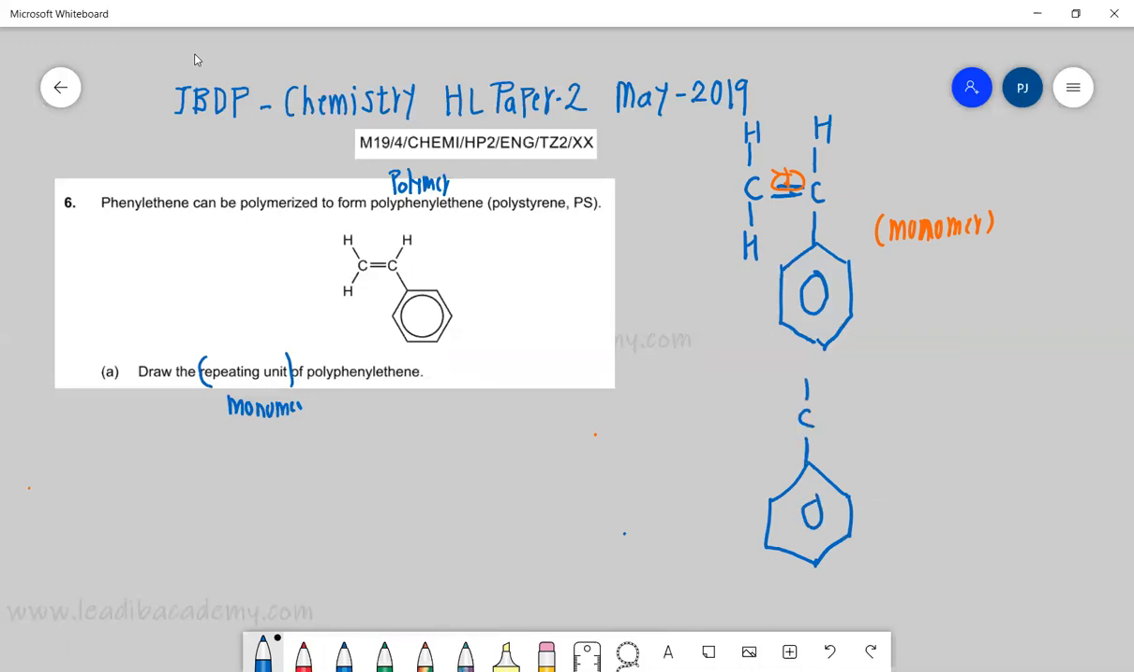C H, C H H, and now we need to show that this double bond which had disappeared is appearing here. So instead of this we get this. And these, the orange ones, are called continuation bonds.